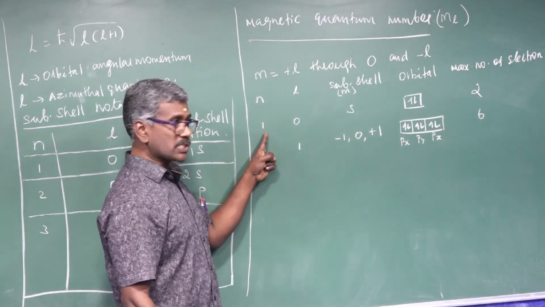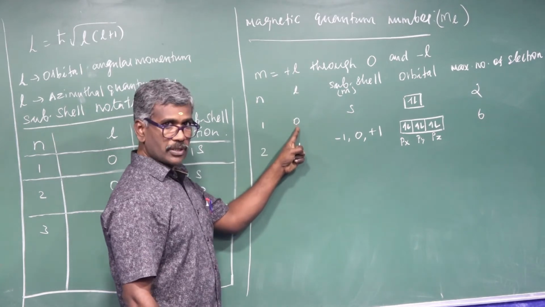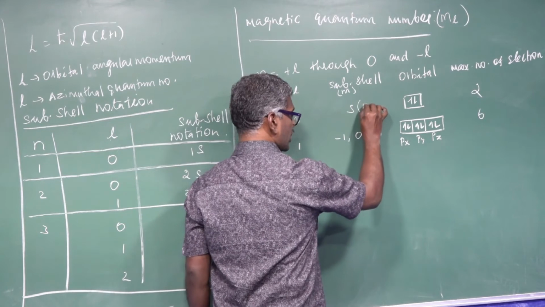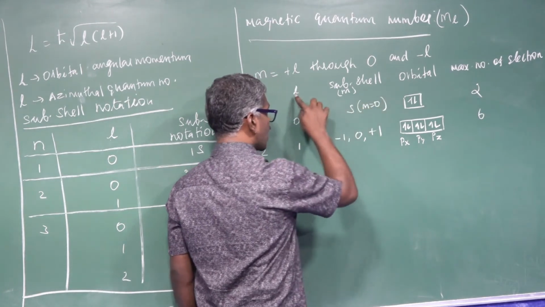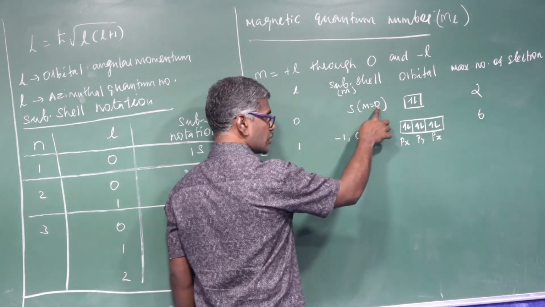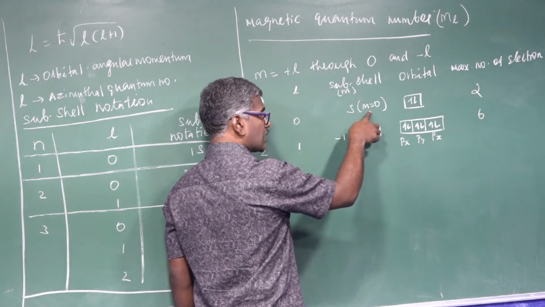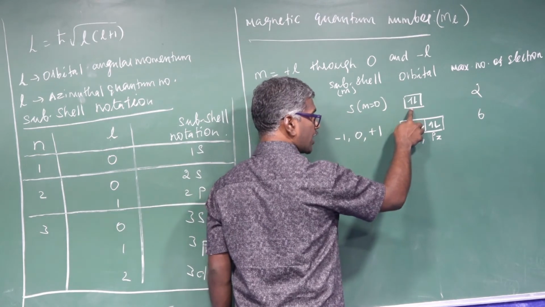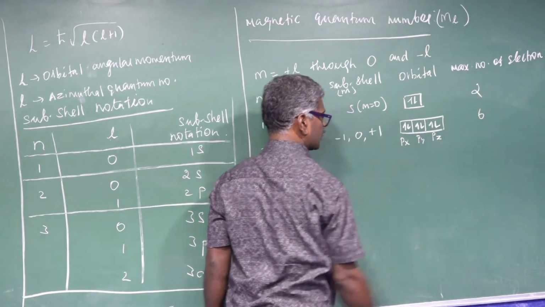n value 1 means L value 0. So what about the m value? The m value is nothing but 0. L value 0 means m value also 0. This means the representation of the s subshell. What are the orbitals? Only one orbital. Maximum number of electrons 2.